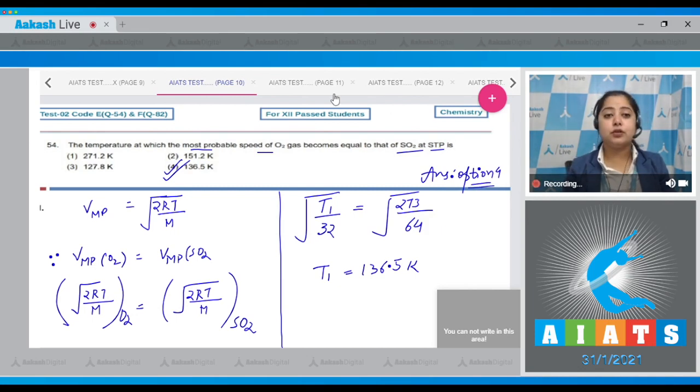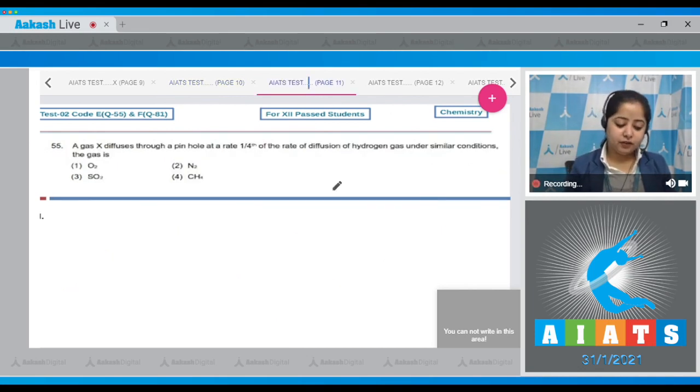Going to the next question, students, which is question number 55. Let's read it. A gas X diffuses through a pinhole at a rate 1 upon 4 of the rate of diffusion of hydrogen gas under similar conditions. The gas is. Students, we know that rate is inversely proportional to under root of molar mass. Here we are given two gases, one is X and one is H2.